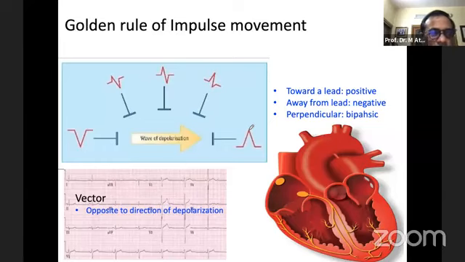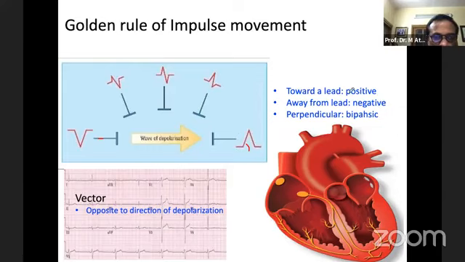And we should always remember this golden rule of impulse propagation. The golden rule is that, from an electrode, an impulse going away produces a negative deflection. For example, you can see in this figure, this impulse is going away from this electrode, so there will be a negative deflection, and it is going toward this electrode, so there will be a positive deflection. This is the golden rule of ECG, and it is also applicable in case of the T wave.